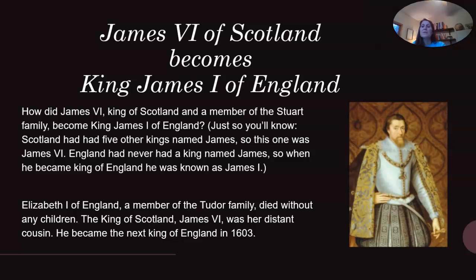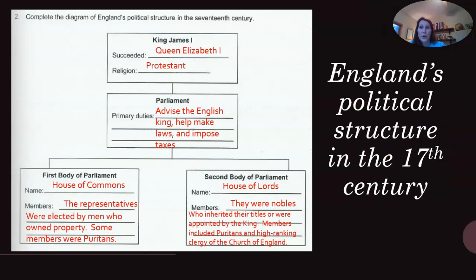All right, so Elizabeth I of England was a member of the Tudor family, and she died without any children. You learned about Queen Elizabeth during the last lesson. The King of Scotland, James VI, was her distant cousin. He became the next King of England in 1603.